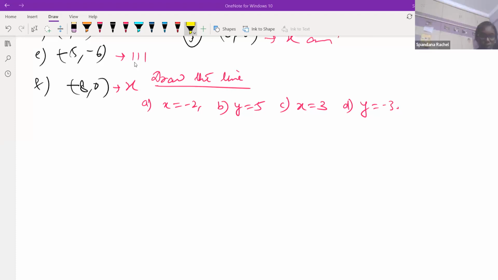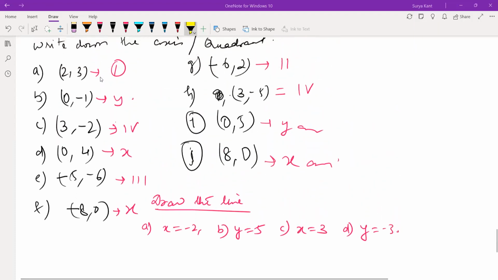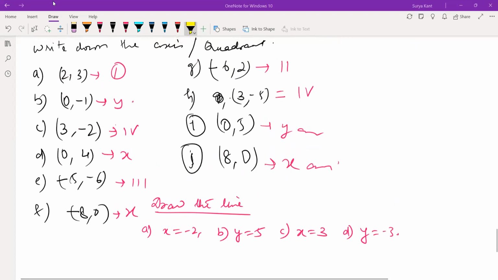Sir, can you once scroll a bit up? What, Spandana? You're telling something? Sir, can you scroll a bit up? Okay, one minute.